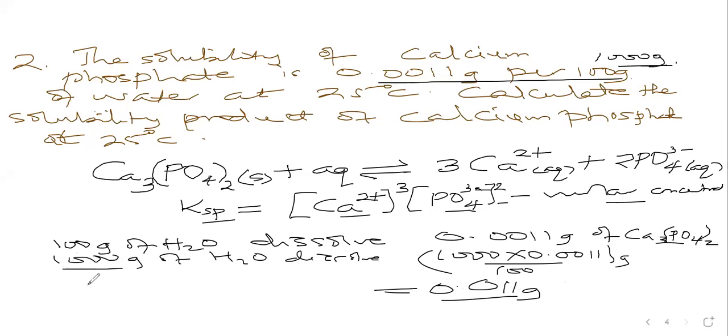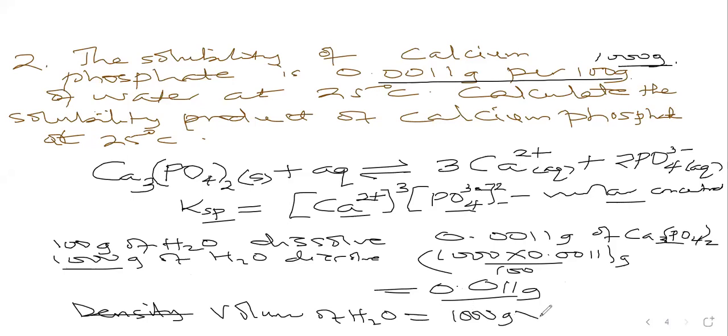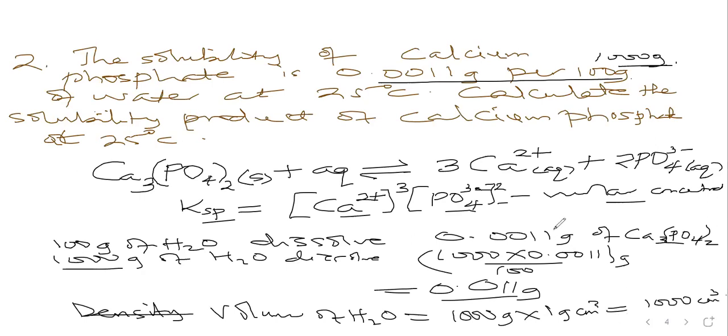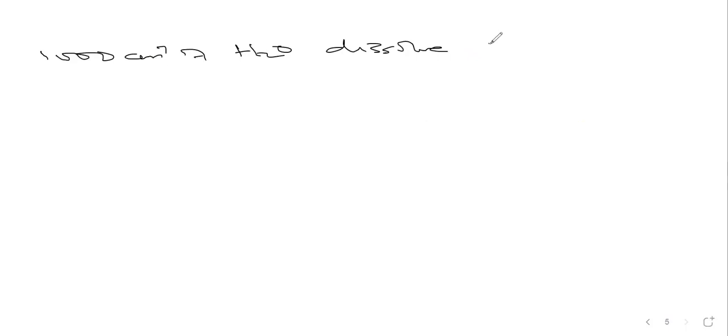However, we have been using grams. So let us say density, volume of water is the mass, 1,000 grams, times the density, 1 gram per cubic centimeter. That gives me 1,000 centimeters cubed, such that this implies that 1,000 centimeters cubed of water dissolve the same value which you have told me, 0.011 grams of calcium phosphate.